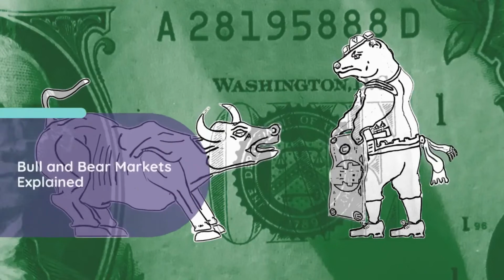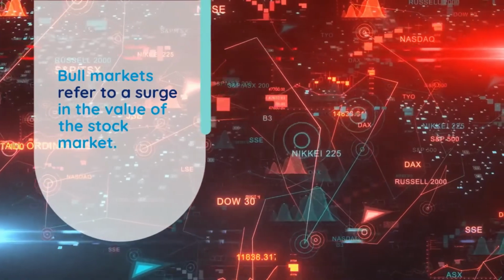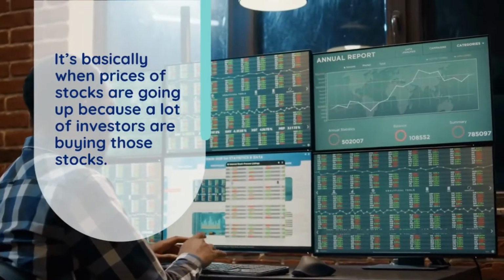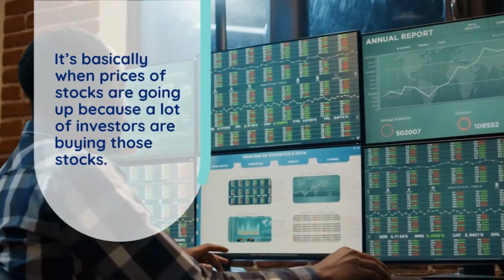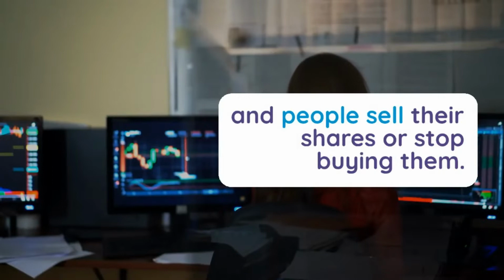Bull and bear markets explained. Bull markets refer to a surge in the value of the stock market. It's basically when prices of stocks are going up because a lot of investors are buying those stocks. Bear markets are when the opposite happens, the stock market falls, and people sell their shares or stop buying them.